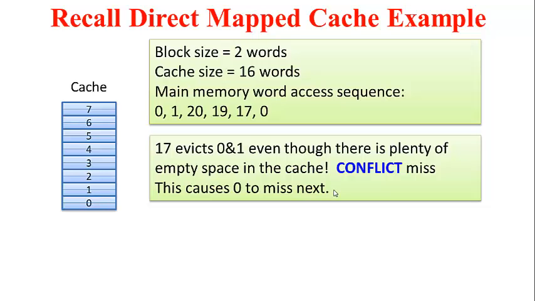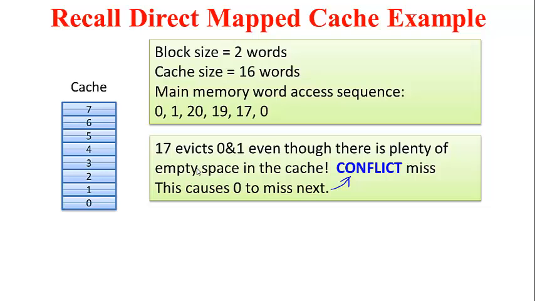So the cache miss which happens when 0 is accessed next is known as a conflict miss, because this happens because word addresses 17 and 0 happen to map to the same cache block. They have a conflict in the cache block, that is only one of them can be present in the cache at any given point of time.